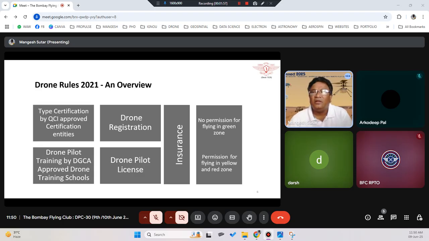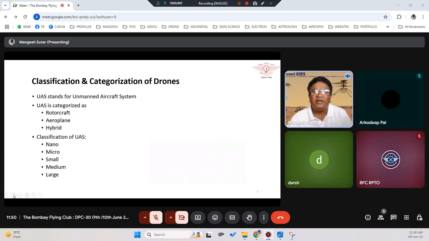Okay. So the first thing the Drone Rules 2021 talk about is the classification and categorization of drones. There are different ways to classify and categorize drones. India is following a certain classification and categorization. FAA, European countries or any other third-party country use a different way of classifying and categorizing a drone. India is the only country which classifies and categorizes the drone based on weight. Okay, remember this, based on weight.